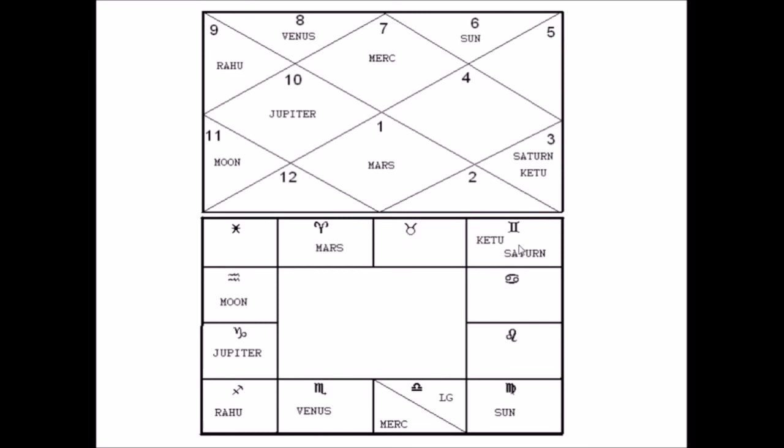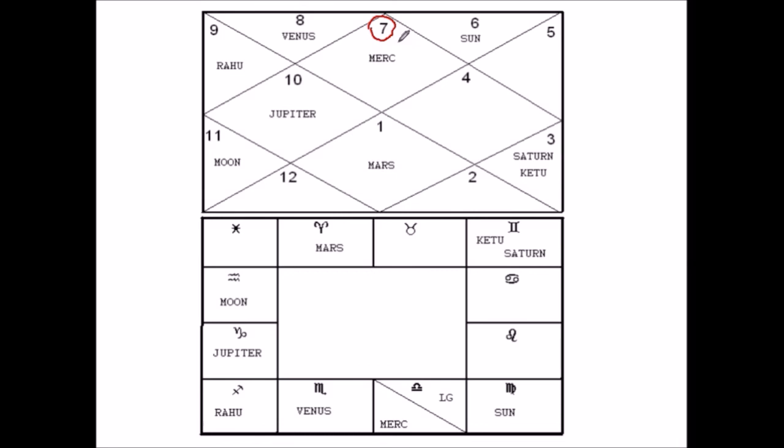So here in the next diagram, you can see how my chart would look in both the North and South Indian formats. Now, you'll notice at the top here where you have the North Indian style chart, that we don't have the number 1 at the top, we have the number 7 at the top. This is very important. That number 7 at the top represents the sign Libra. They do not number the houses. I can't overemphasize how important this is.